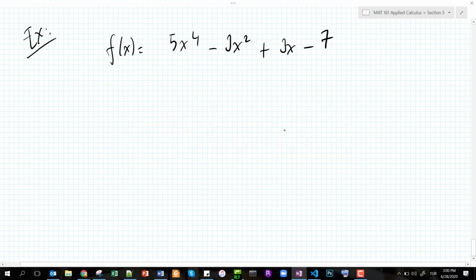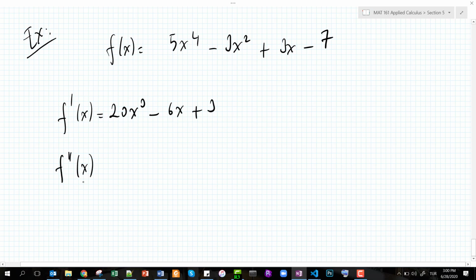Let's take a look at this example and try to see the difference between the first, second, and third derivative. If I want to take the first derivative, as this is a polynomial, I'm going to use just the power rule. So the first derivative is going to be equal to 20x cubed minus 6x plus 3. And then I'm taking the derivative of the first derivative, just applying the power rule, which is going to be equal to 60x squared minus 6, right?